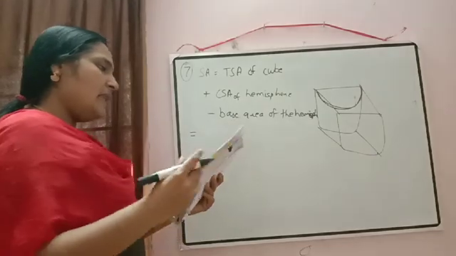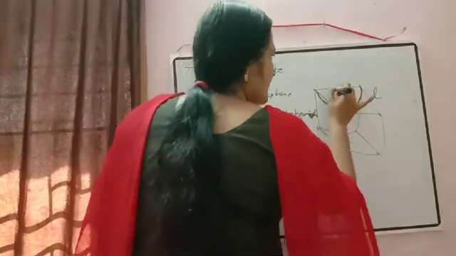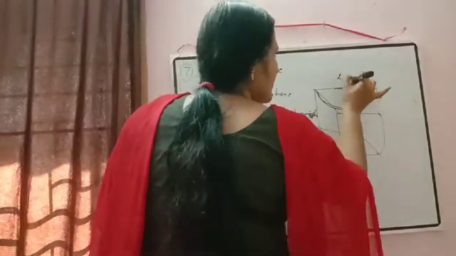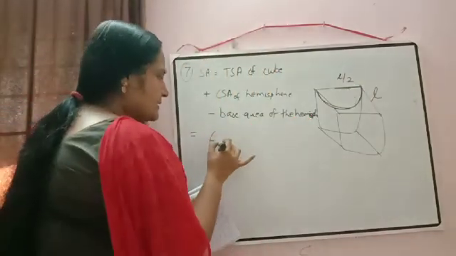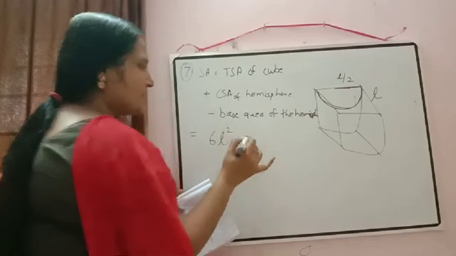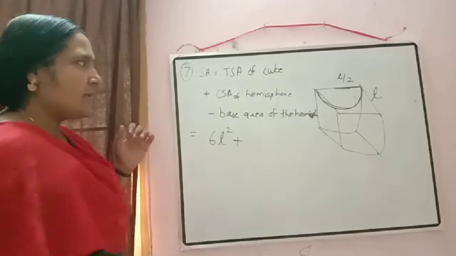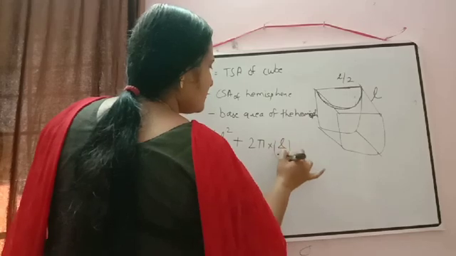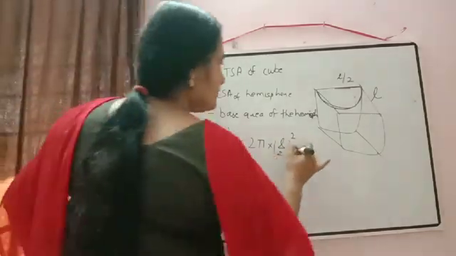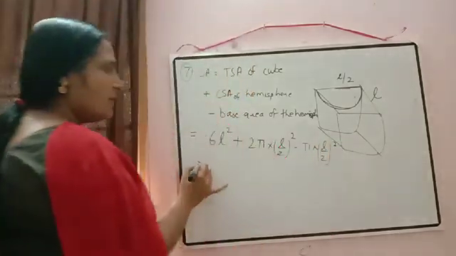The diameter L of the hemisphere is equal to the edge of the cube. So the side of the cube is equal to L. And what will be the radius of the hemisphere? That will be equal to L by 2. Total surface area of the cube is 6 into side square, so 6L square, plus the curved surface area of the hemisphere, which is 2 pi into L by 2 the whole square, minus the base area of the hemisphere, pi into L by 2 the whole square.